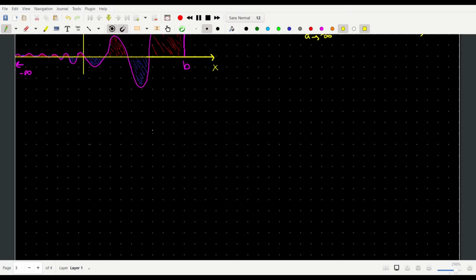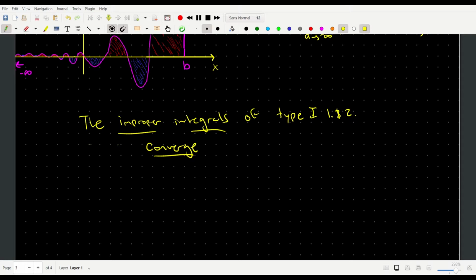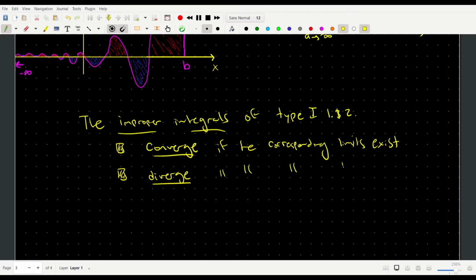So for improper integrals of type 1, subtypes 1 and 2, we say that the improper integrals converge or are convergent if the corresponding limits exist, and they're said to diverge if the corresponding limits do not exist.